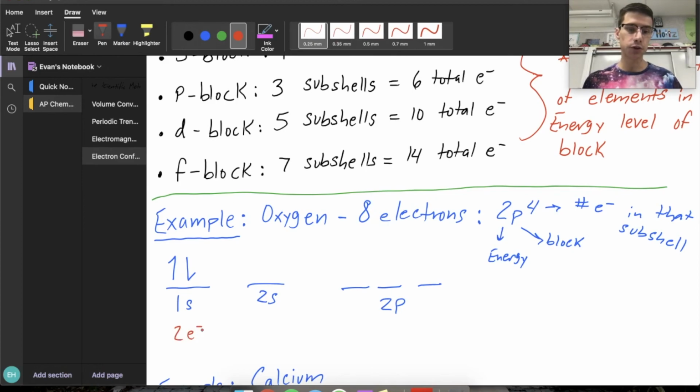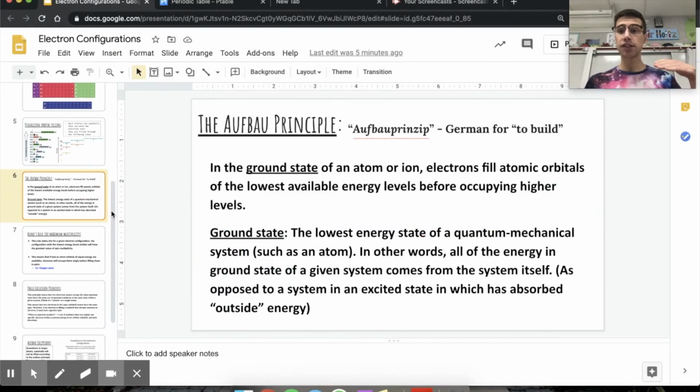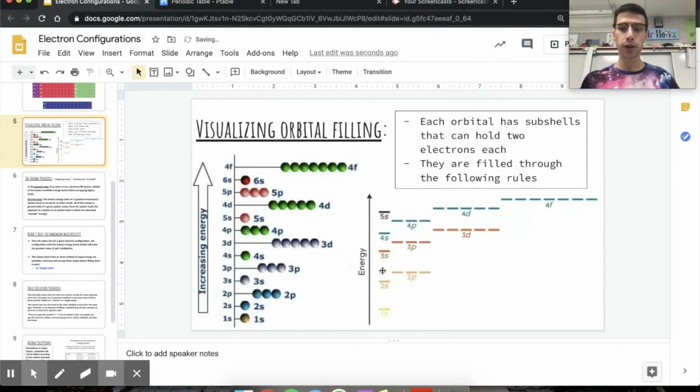Here are our first 2 electrons, which means we have 6 more. Now, again, because we have to fill them in the ground state and then move up in energy levels as we do, the next energy level that we can fill is 2s.